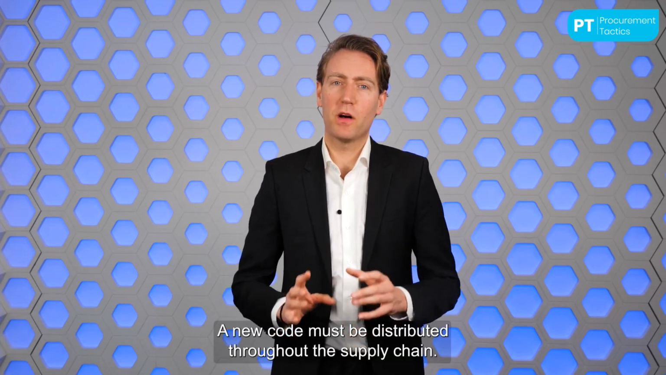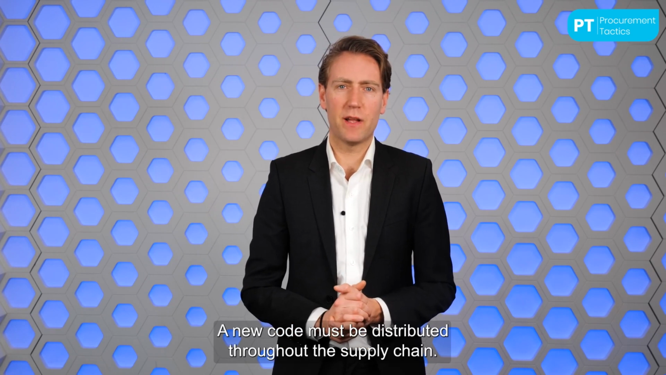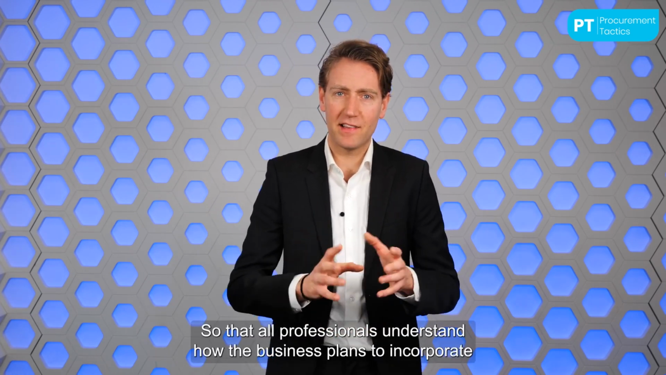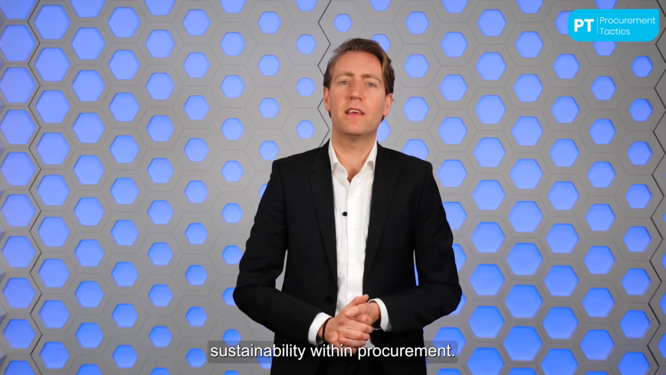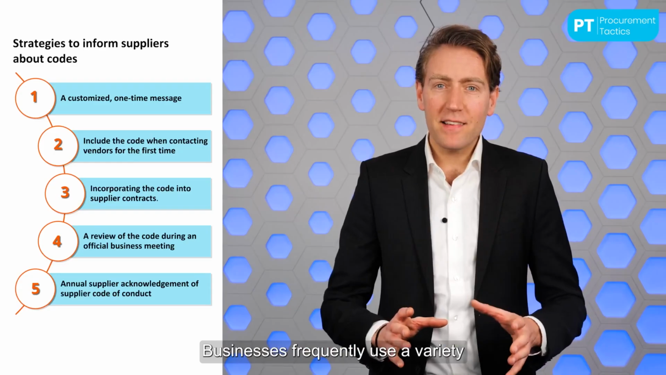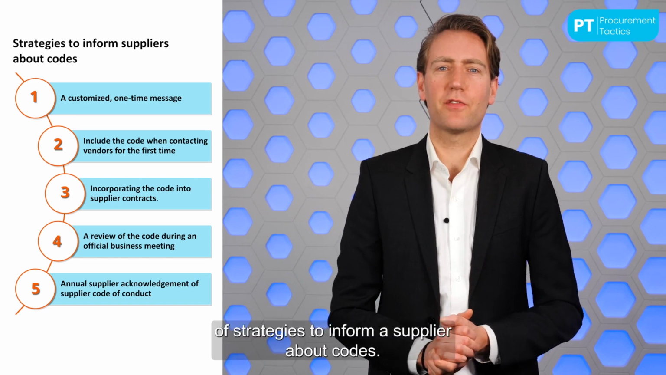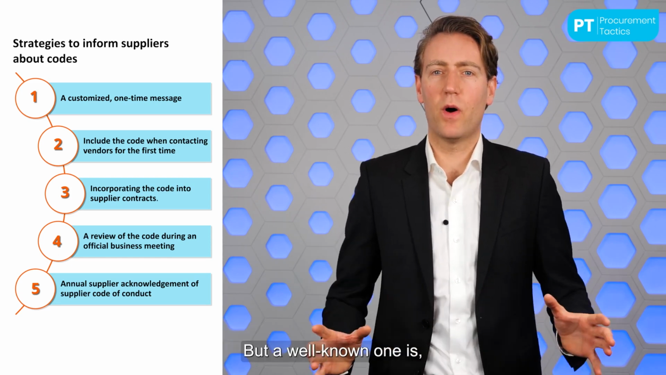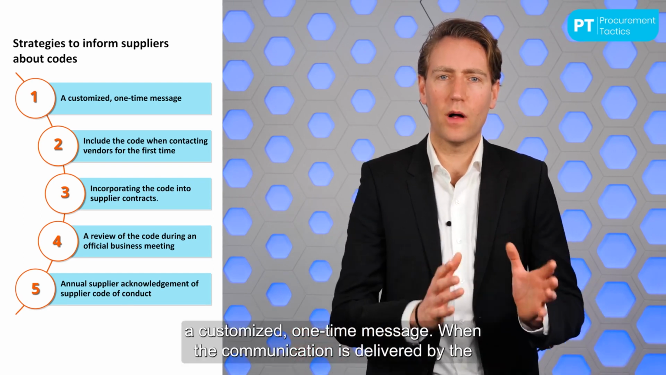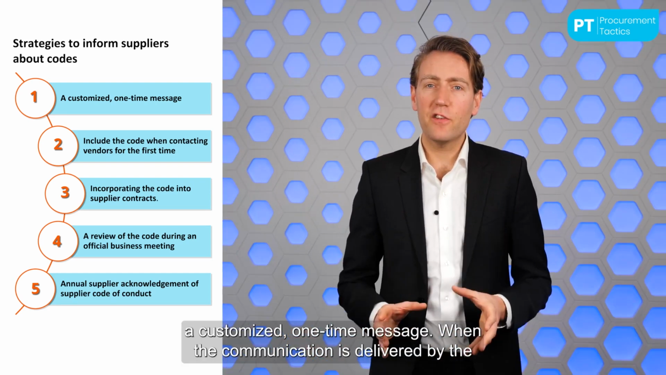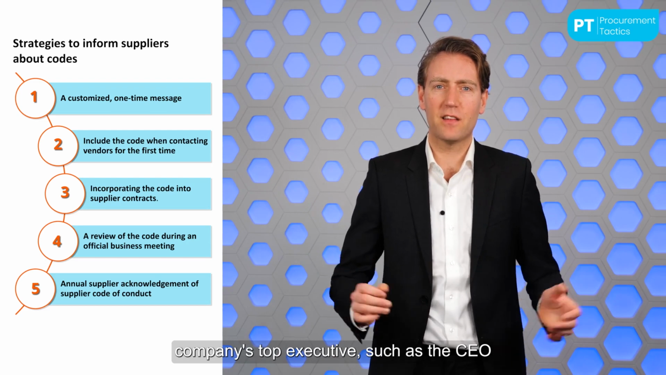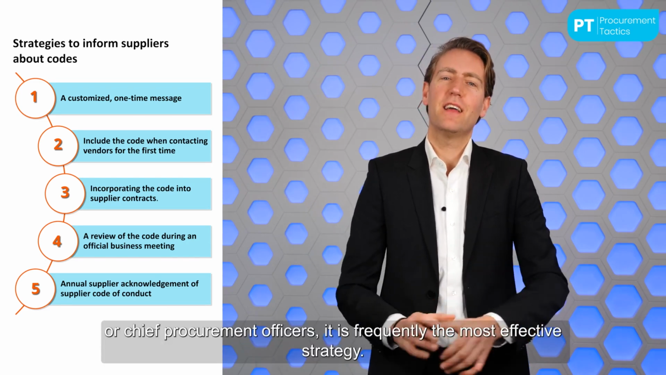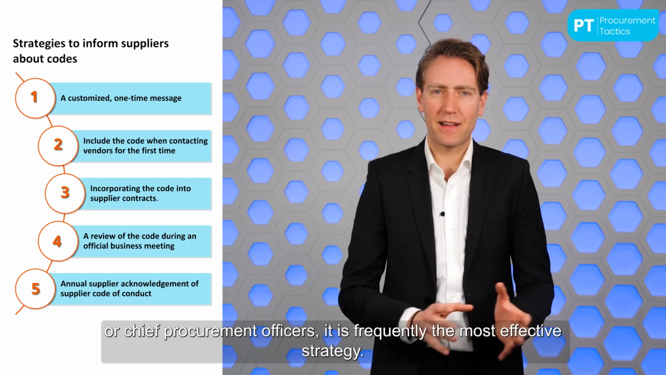A new code must be distributed throughout the supply chain, so that all professionals understand how the business plans to incorporate sustainability within procurement. Businesses frequently use a variety of strategies to inform a supplier about codes, but a well-known one is a customized one-time message. When the communication is delivered by the company's top executive, such as the CEO or chief procurement officer, it is frequently the most effective strategy.